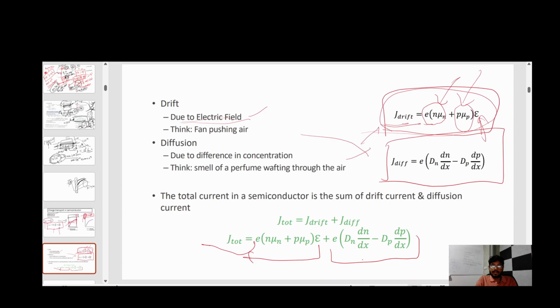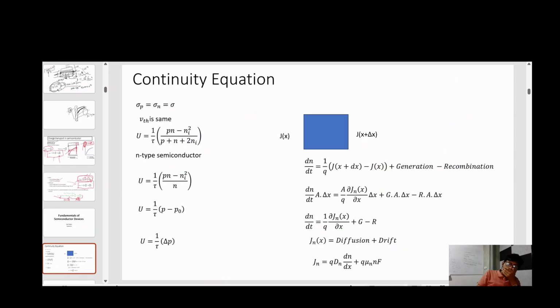So, total current inside a semiconductor is drift plus diffusion. This was that, and then comes the continuity equation. Have you ever seen it? We have seen it, sir, but if you recap it, it will be better.